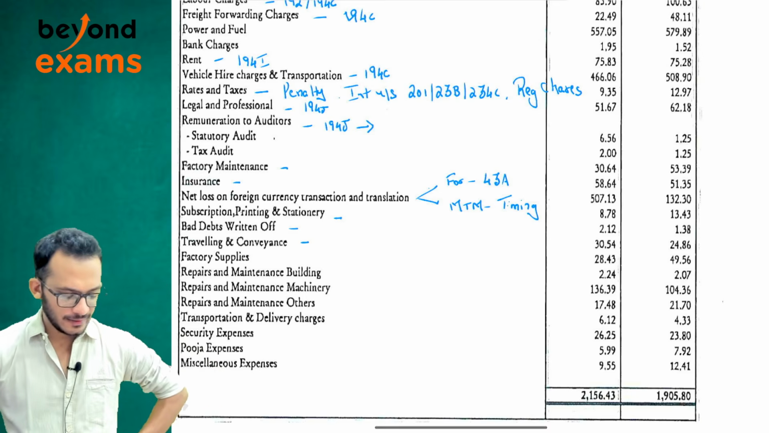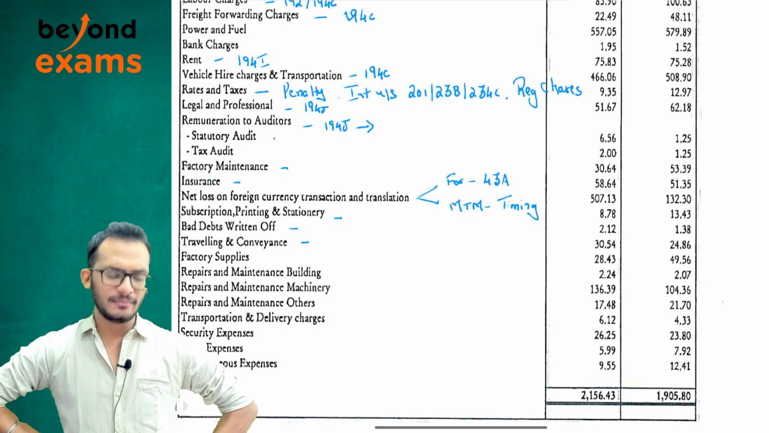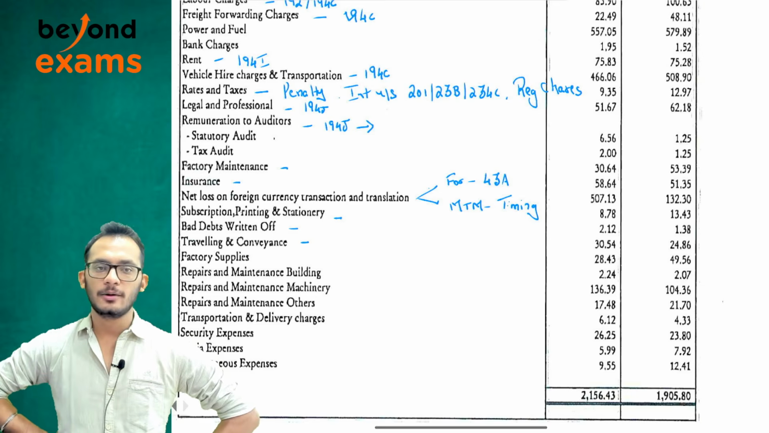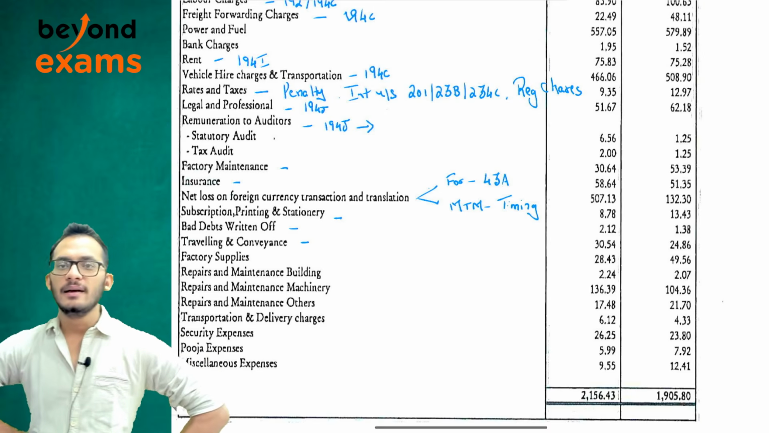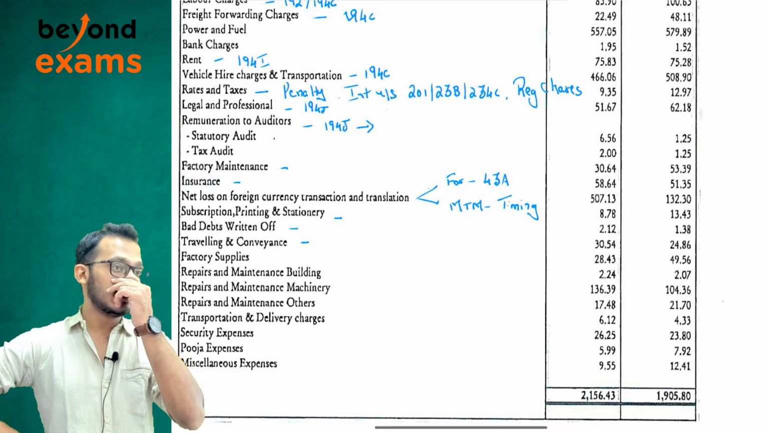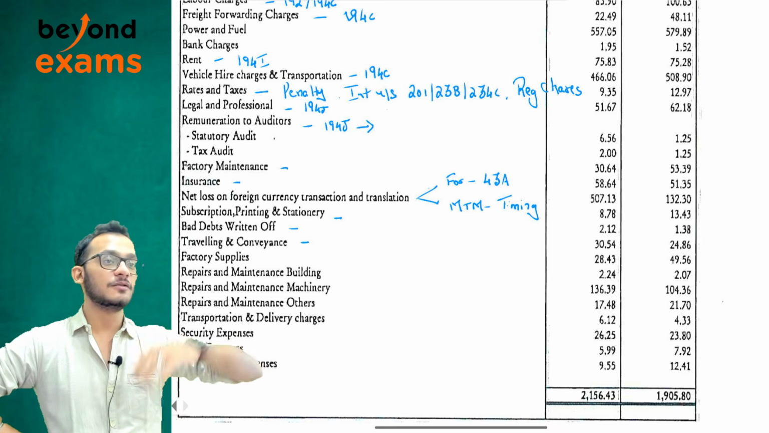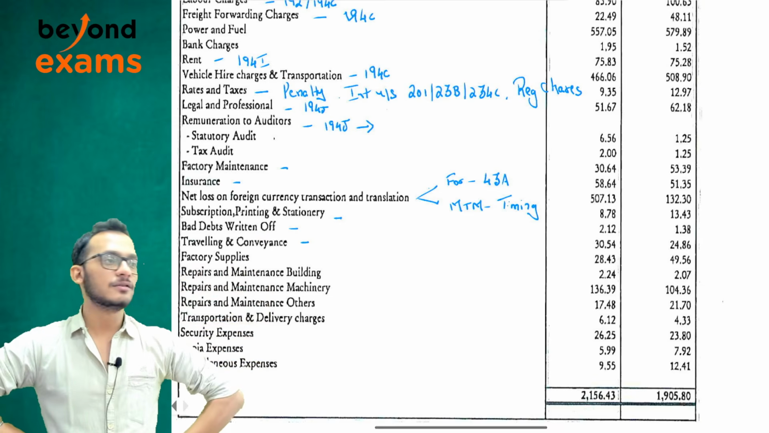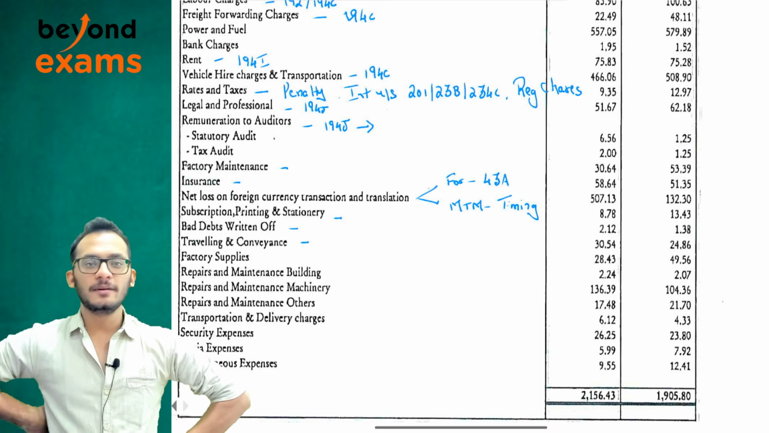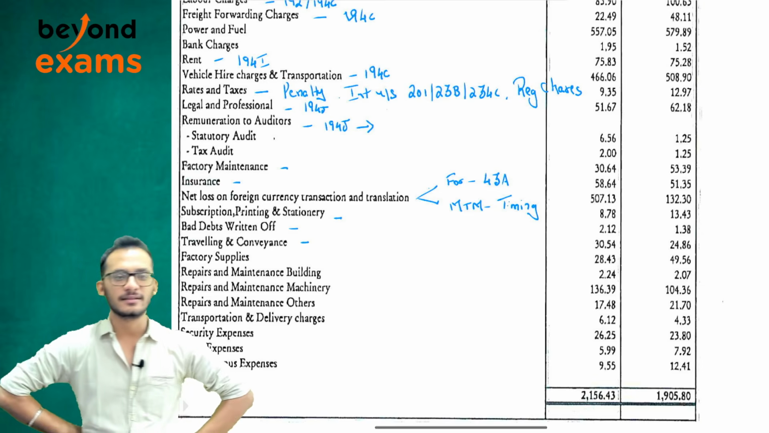Clear? Yes. Next. Factory supplies, repairs and maintenance. I don't see any problems here. Then we have transportation. Now, transportation also generally is not an issue. But if you have incurred transportation for importing a machinery, or let's say you have incurred transportation costs for taking a machinery to your office, all those are capex because it should be added to the cost of the asset. Not something you're going to ask normally, but nevertheless, just clarifying it to you.